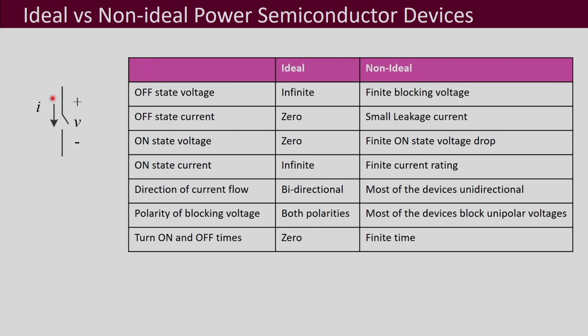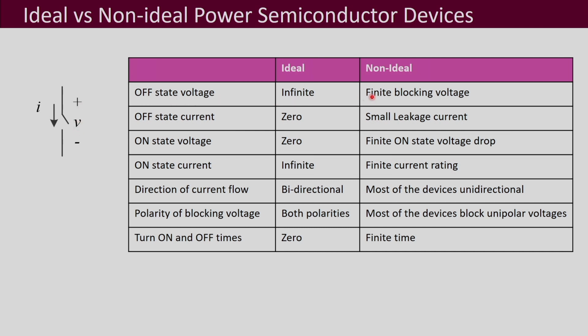So if this is the device, let us say it is any kind of a switch, it may be a diode or a MOSFET or IGBT or a thyristor or GTO or some other device. It is just a general representation of a power electronic switch, and the current flowing through it is denoted by I and the voltage across it is denoted by V. So now when the device is off, in the off state, ideally we assume that this voltage can be infinity.